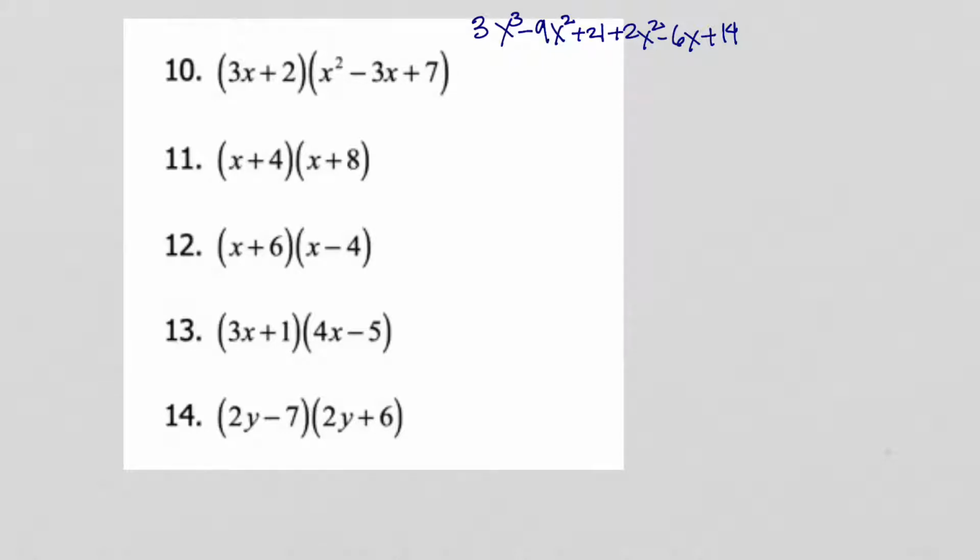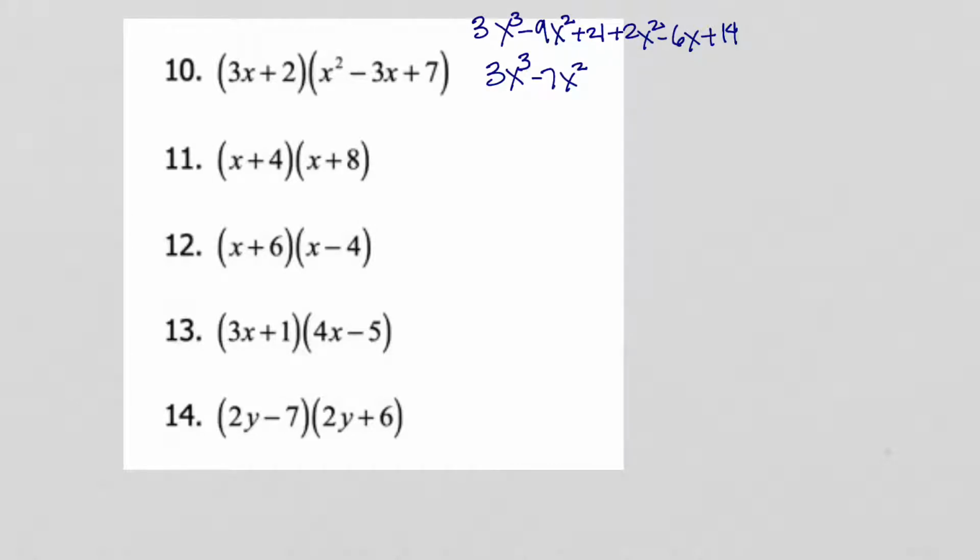Now, there's no more multiplication, so let's combine any like terms. So what have we got? We've got 3x cubed, that's it. So 3x cubed. And then what about x squared? We've got negative 9, and then we get 2. So negative 9 plus 2 is minus 7x squared.